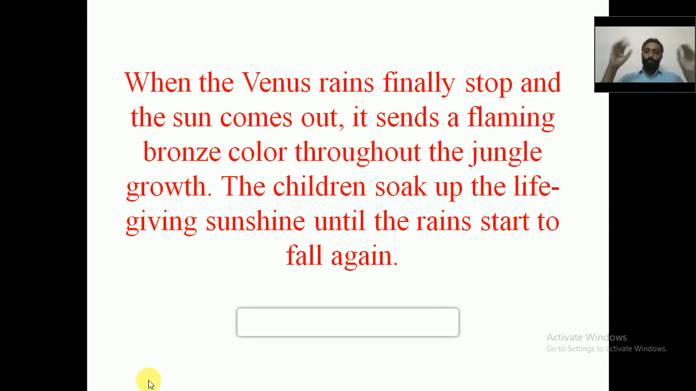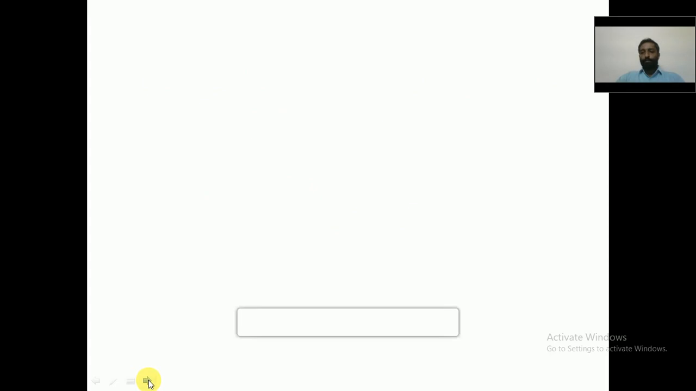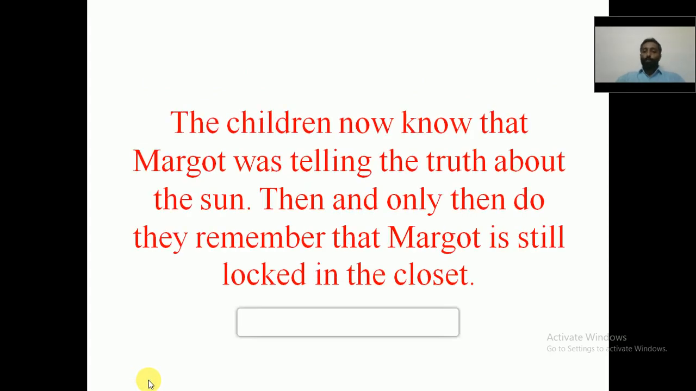After experiencing what the sun looks like, they understood that their friend Margaret was telling them the truth. Then and only then do they remember that Margaret is still locked in the closet. Then they realized that they had made a big mistake. They understood that Margaret is still locked in the closet. So they felt very bad about it.